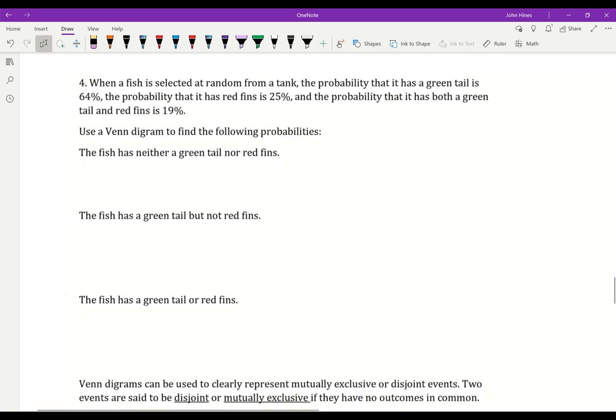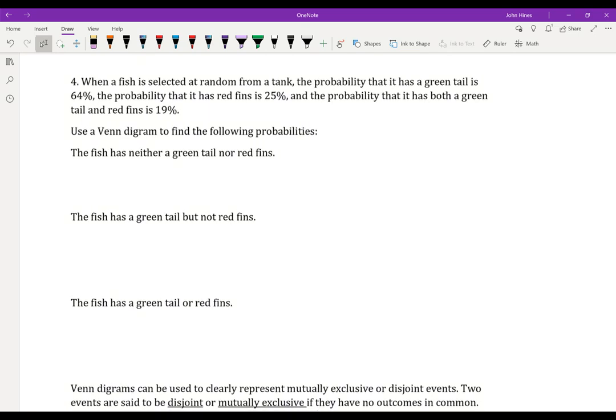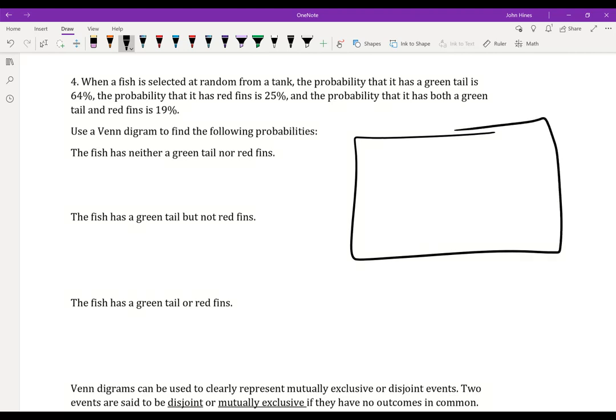Almost done with Venn diagrams. When a fish is randomly selected from a tank, the probability that it has a green tail is 64%. The probability that it has red fins is 25%. And the probability it has both a green tail and red fins is 19%. I feel like I'm reading a Dr. Seuss problem here. So I've got green tails and red fins. Red fish, blue fish, one fish, two fish.